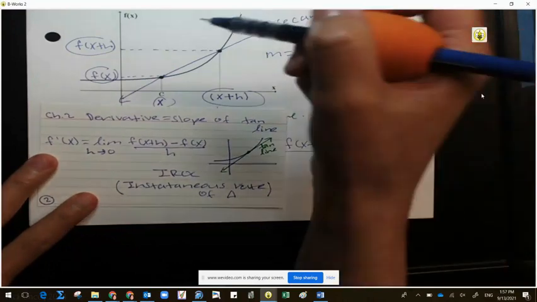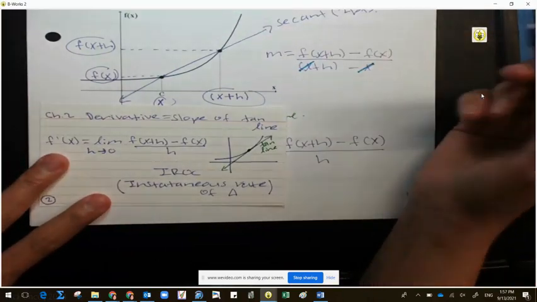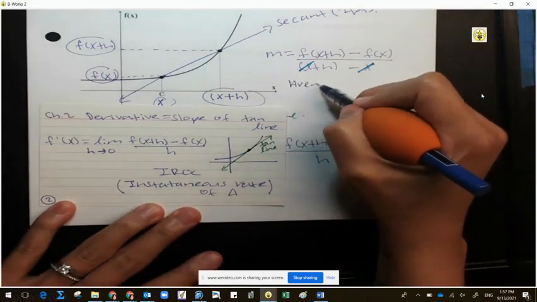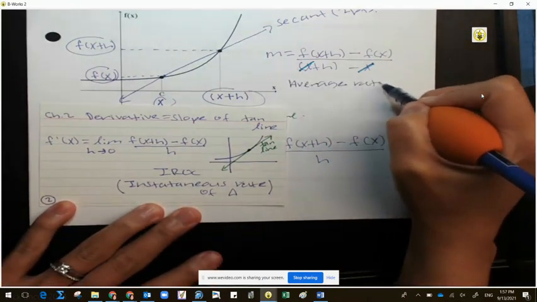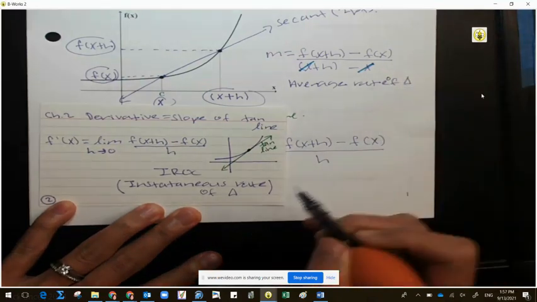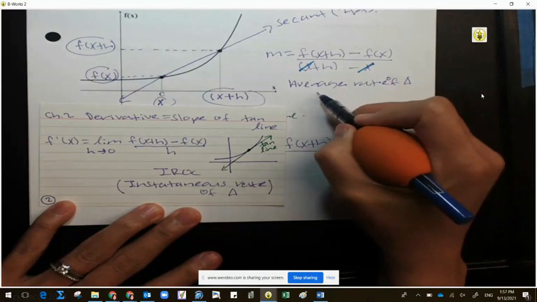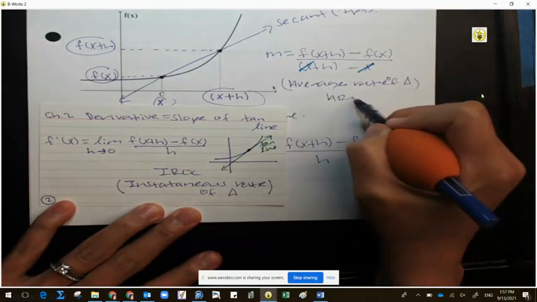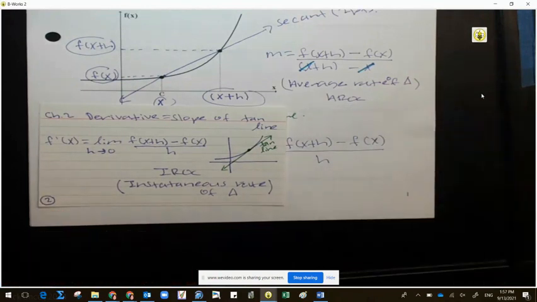Now let's add on to our secant line. For a secant line, we're actually going through two points. So that's going to be the average rate of change. And we're going to use the acronym AROC. So when I say AROC, it's through two points. When I say IROC, it's through one point. And two points is with a secant line, and one point is going to be with a tangent line.